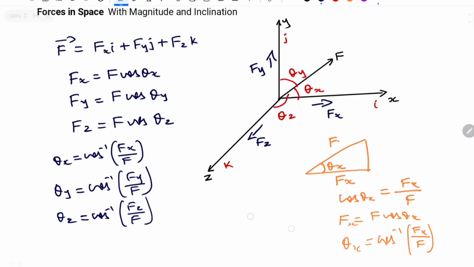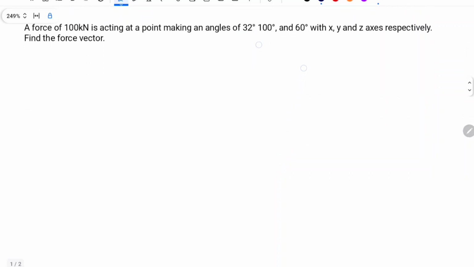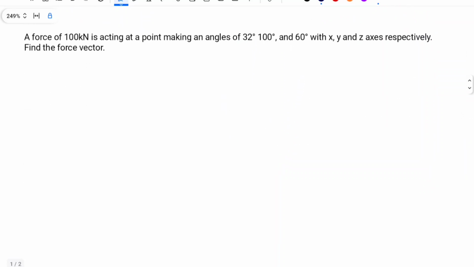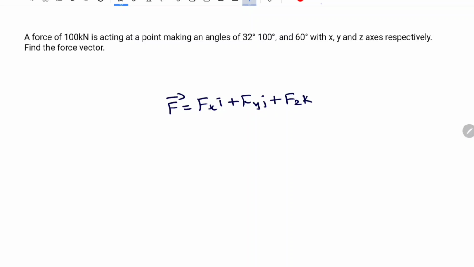Now let us move into a simple problem. This is the first problem. A force of 100 kilonewton is acting at a point making angles of 32 degree, 100 degree and 60 degree with respect to x, y and z axis. Find the force vector. We know that the force vector F is equal to Fx i plus Fy j plus Fz k. So to find the force vector, I need the components Fx, Fy and Fz.